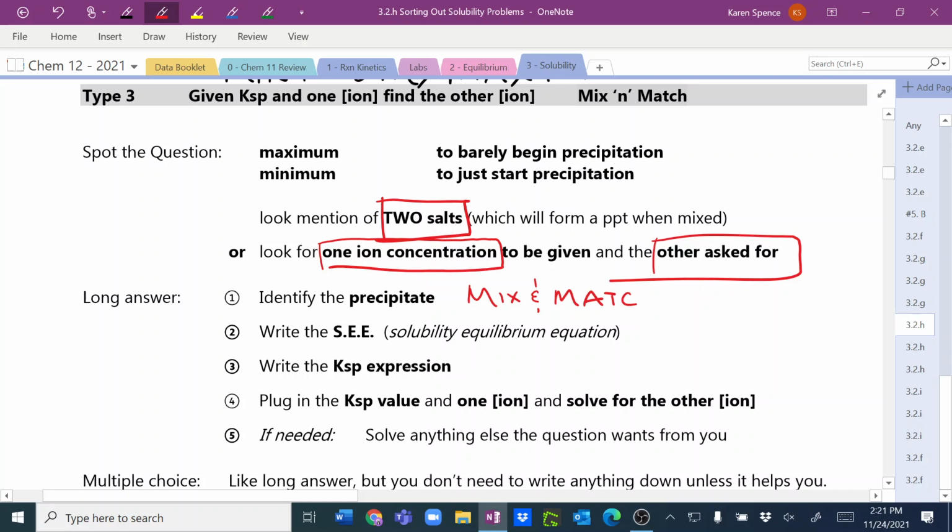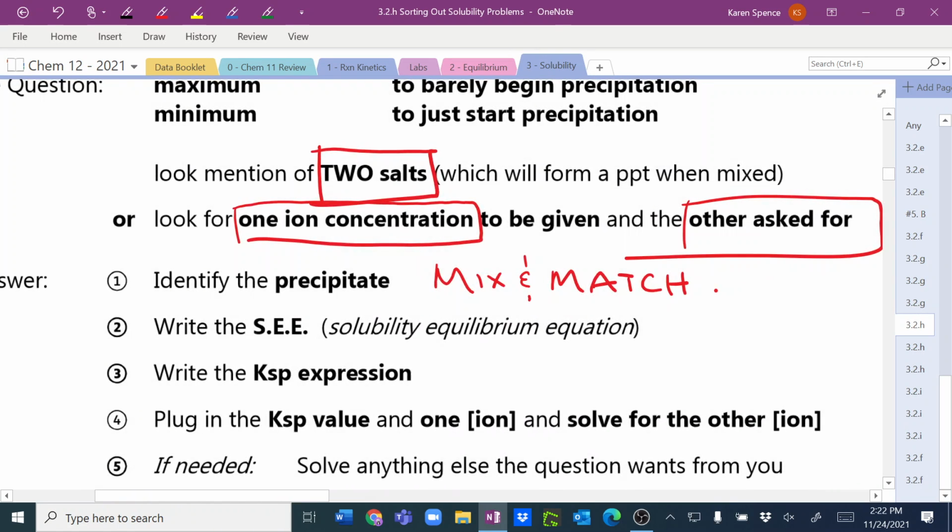Will your ion concentrations be proportional to the coefficients? No, because it involves two different compounds. So some are coming from here, some are coming from there. So the numbers are just whatever you happen to put in there.